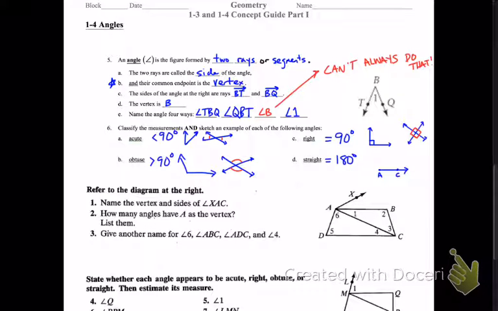It will be made up of two opposite rays. So this is ray AC. If I have another ray AB, the vertex of my angle is A, and we could call this angle BAC. It has a measure of 180 degrees. Okay, but we can consider that a straight angle.